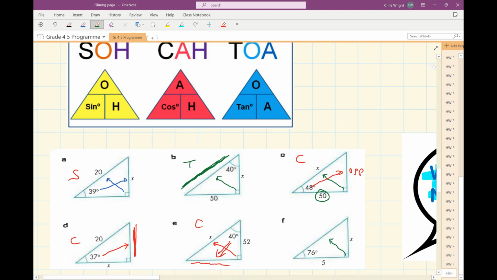And lastly, part F. Now, this is the uninvolved side, and that is the one opposite the right angle, so the hypotenuse is not involved. So shall I use SOH? No, because it includes the hypotenuse. Shall I use CAH? No, because it includes the hypotenuse. But TOA doesn't include an H for hypotenuse. So in that case, I'm going to use tan.